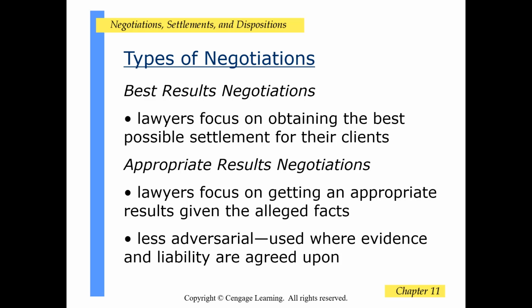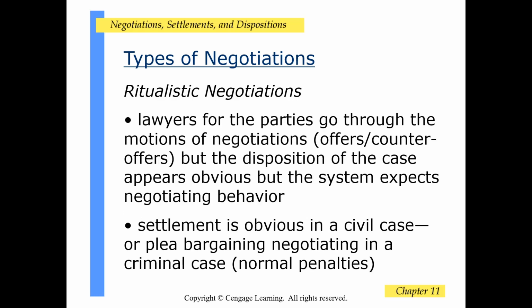Lawyers focus on obtaining the best possible settlement for their clients. That's best results negotiation. Appropriate results negotiation is when lawyers focus on getting an appropriate result given the alleged facts. This is less adversarial and is used when evidence and liability are agreed upon.